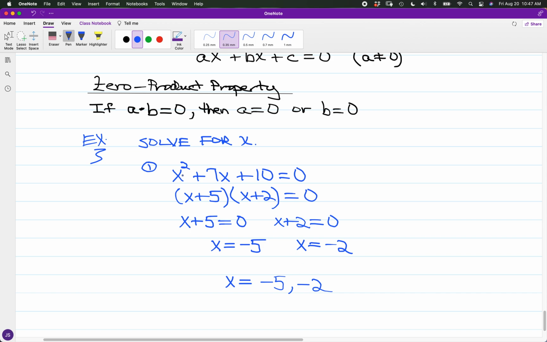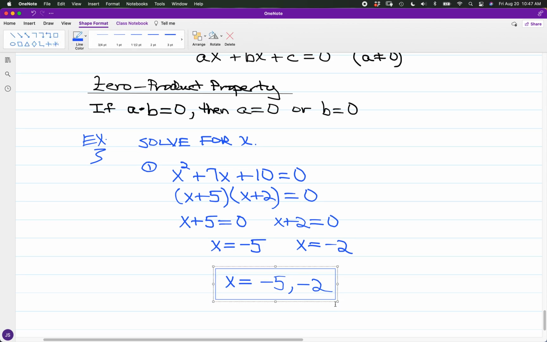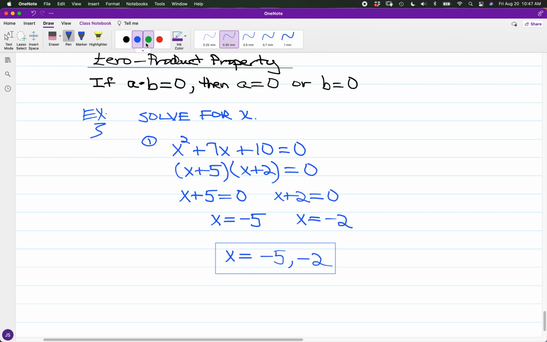Now, with negative 2, the square of negative 2 is going to be 4. 7 times negative 2 is negative 14. 4 plus negative 14 is negative 10. Negative 10 plus 10 is 0. For negative 5, the square of negative 5, or negative 5 times itself, is going to be 25. 7 times negative 5 is negative 35. 25 minus 35 is negative 10. In turn, negative 10 plus 10 is 0. And so those are going to be our two solutions in this case. All right, now, another case of the zero product property.